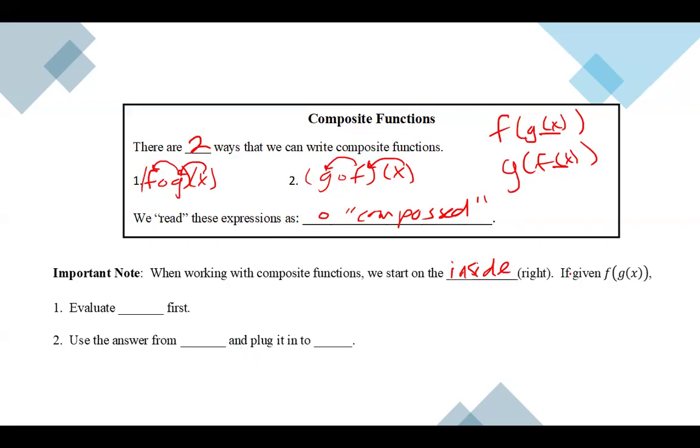Okay, so using this as our example, if I'm given f composed of g of x, I'm going to first evaluate g of x. And then I'm going to use the results from g of x and plug it into f of x. Is this ringing any bells? Y'all are with me? Okay. All right, let's do it.